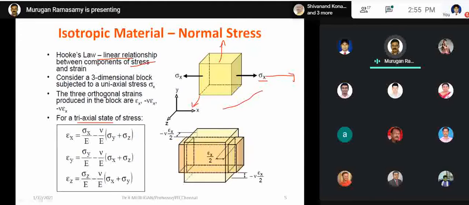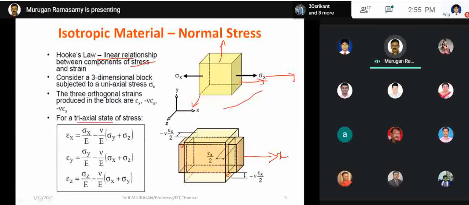Suppose you apply a force along this x direction. Because of this x direction force, there will be elongation along the applied force direction, the x direction. At the same time, since there is elongation in one direction, the material will have some contraction in the other two directions, that is, in the y direction and the z direction.